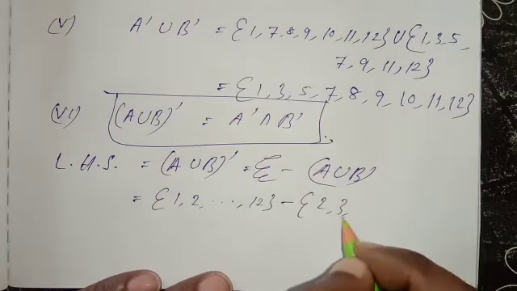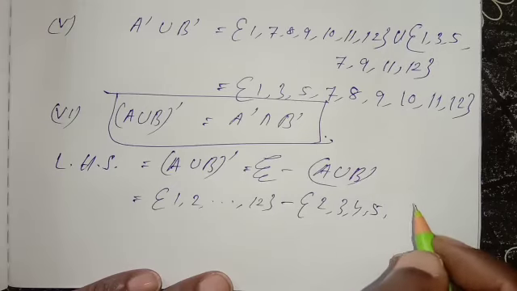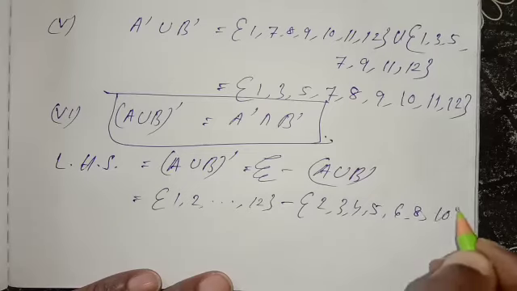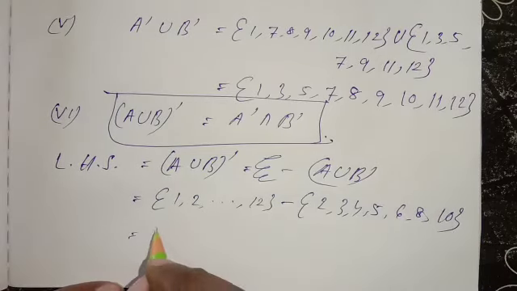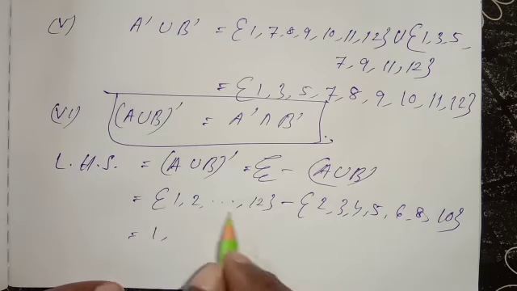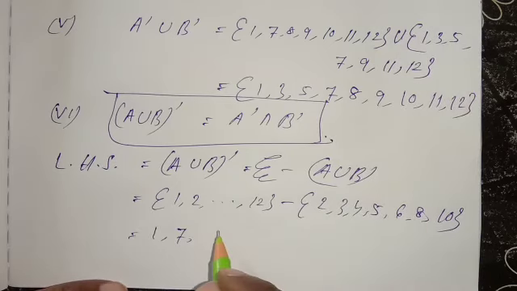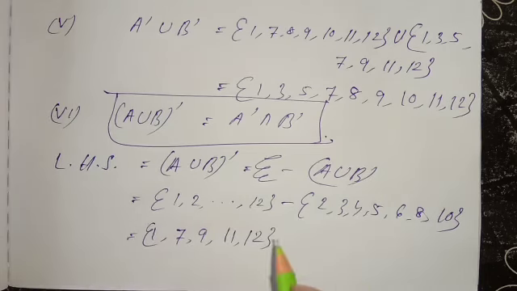2, 3, 4, 5, 6, 8, 10. Now omit these numbers and see what is left. The answer will be 1, then 7, then 9, 11 and 12. This is the left hand side, A union B whole complement.